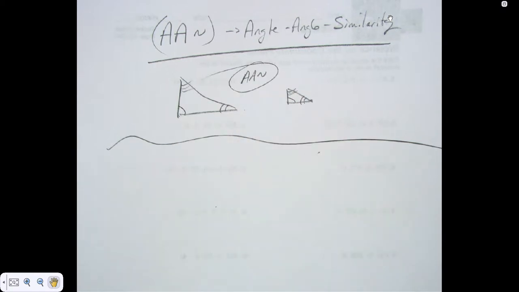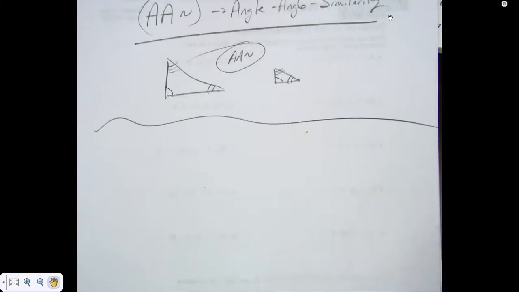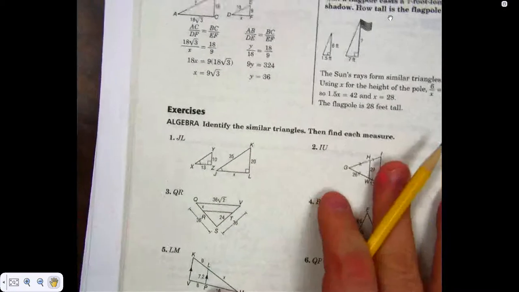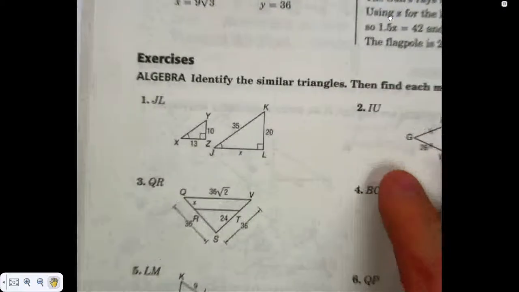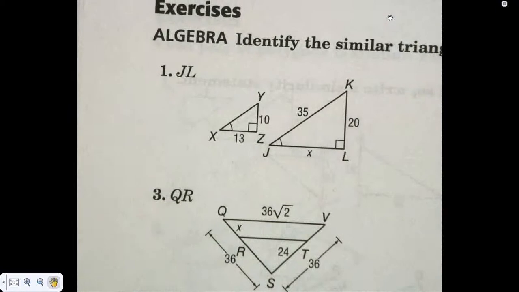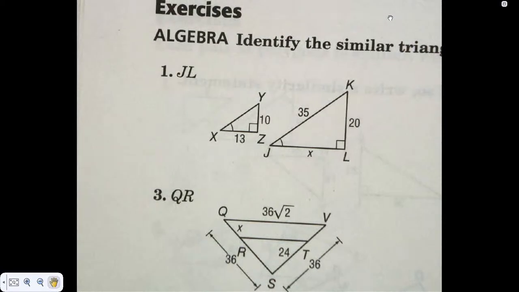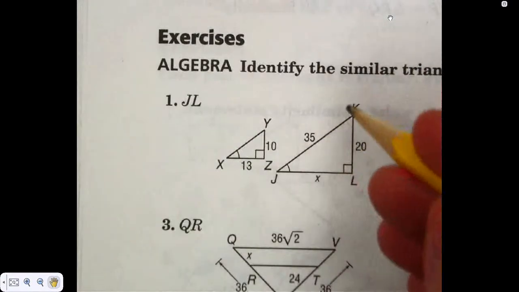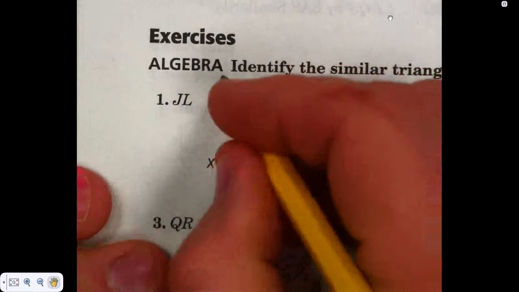So anytime you have two angles congruent, the triangles are similar. Now, back to number one. In number one, first of all, we have to identify the similar triangles. Here's how you might identify them. I don't ask you to do this, but we're going to write a similarity statement.